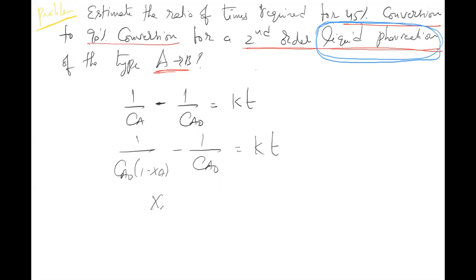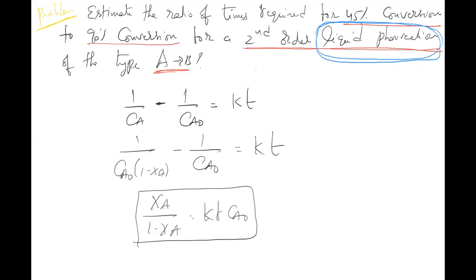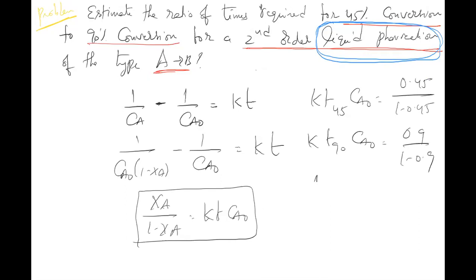If I modify this, Xa by (1 minus Xa) equal to K into t into Ca naught. Now K into T45 into Ca naught equals 0.45 divided by (1 minus 0.45). K into T90 into Ca naught equals 0.9 by (1 minus 0.9). So T45 divided by T90 is 1 by 11.